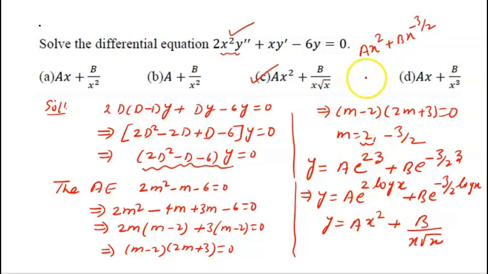So here also you can directly write, so I can get the answer ax square plus b by x root x. So this step can be avoided. We just got the root here and the solutions would be written like this.